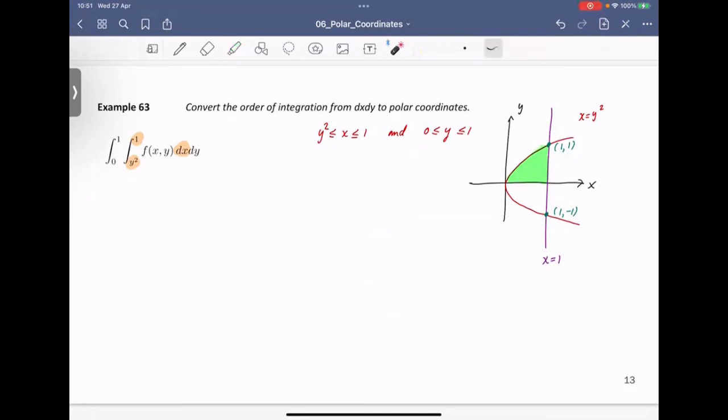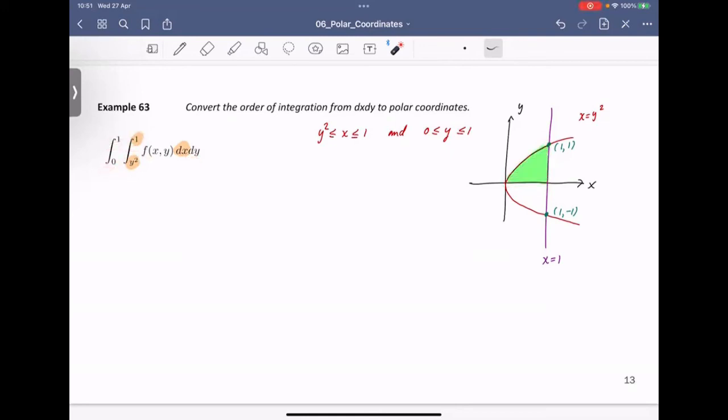So if I do dx dy, I'm going to do the horizontal line, which means every time the left curve is going to be the parabola. Perfect. The right curve is going to be the line x equal to 1. Perfect. And then y is going to be from 0 to 1. So yes, we get the picture already.